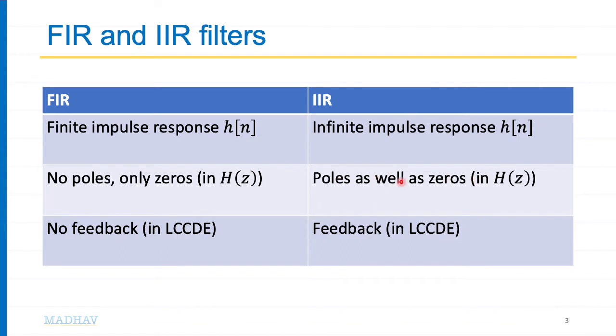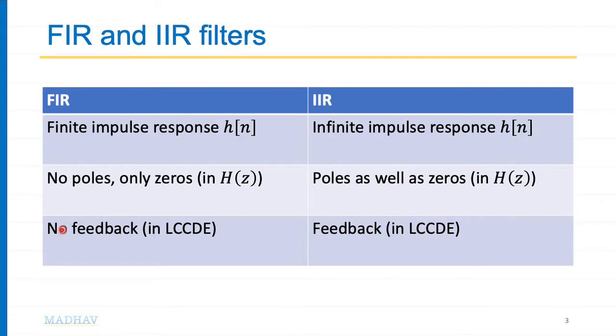But here we can have poles as well as zeros. So as soon as I have a pole, like let's say 1 upon 1 minus alpha z inverse, you immediately know that the impulse response will be like alpha to the power n u of n, of that kind of a form.